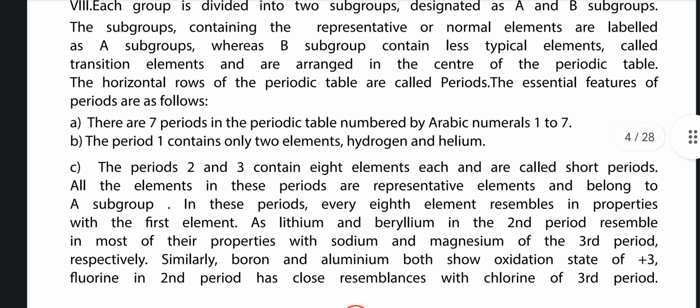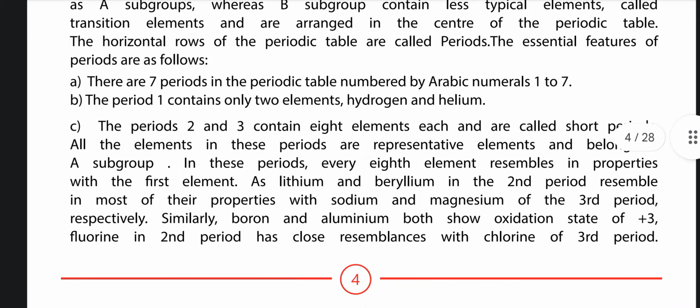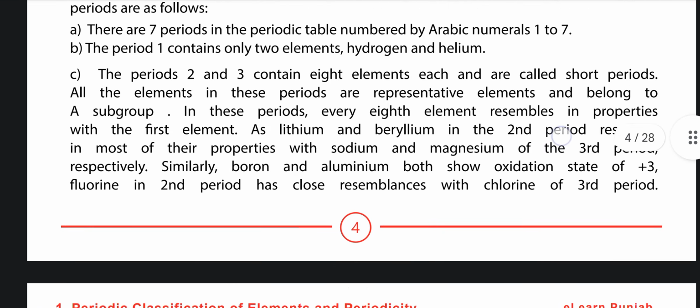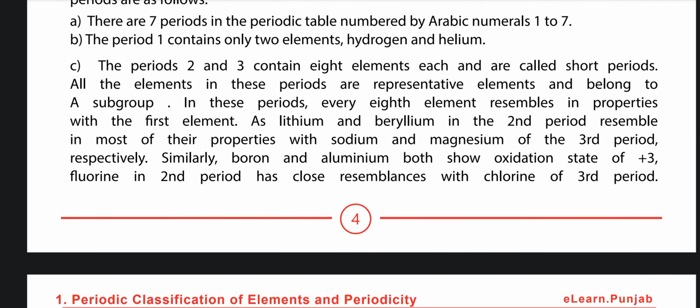The horizontal rows of the periodic table are called periods. The essential features of the period are as follows. There are 7 periods in the periodic table, numbered by Arabic numerals 1 to 7. Period 1 contains only two elements, hydrogen and helium. Periods 2 and 3 contain 8 elements each and are called short periods. All the elements in these periods are representative elements and belong to A subgroups.